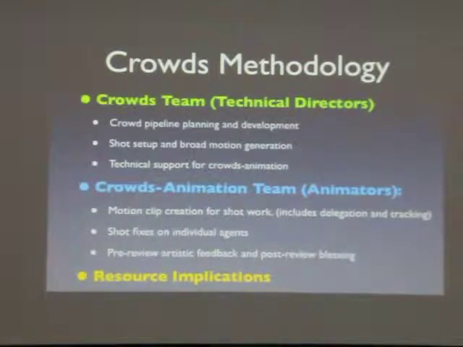The crowd animation team works on creating all the individual clips of motion that we'll be using to sequence together to form the crowd motion. That includes the delegation and tracking. Crowd animators also do shot fixes on individual characters and the crowd shot when needed. And the crowd animators are also the eyes of the crowd team. They give all of the artistic feedback before we bring these shots to the director, as well as after the shots are final, making sure that any fixes are done before we consider it blessed.